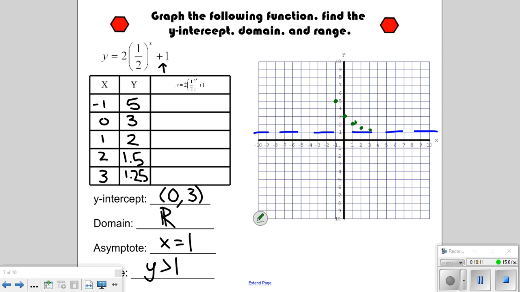Go ahead and graph that guy. And we are all set to go there.